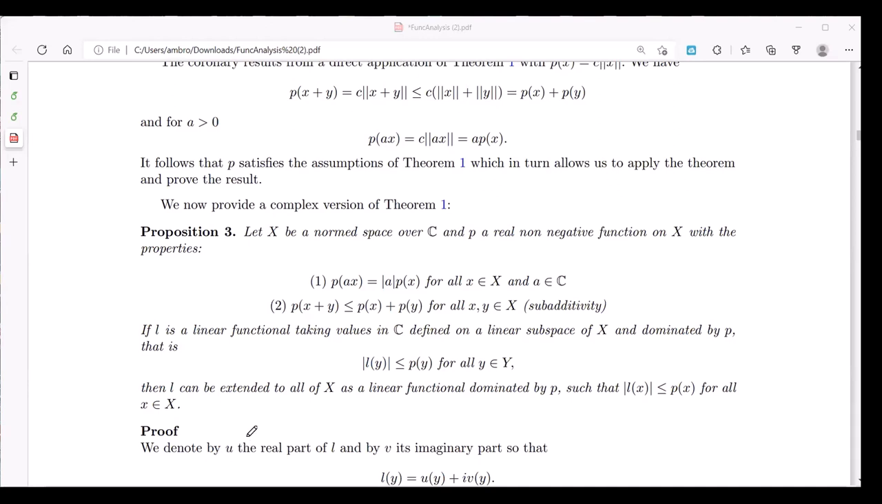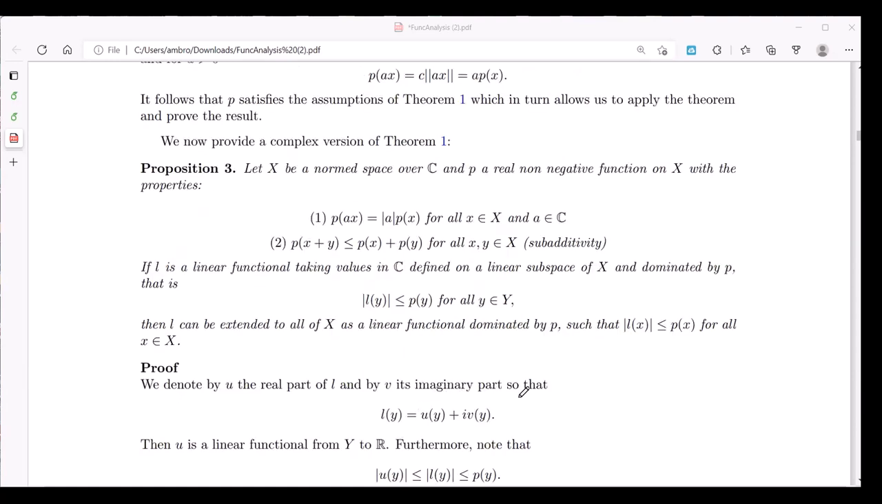So we are going to prove proposition three. To do that, first, we define U as the real part of L. So L takes values in C, the set of the complex numbers. And so you define U as the real part of L, and you call V its imaginary part. So now you have L of y equals U of y plus i, where i is the complex number, times V of y. Because L is linear, you know that U equals L plus L bar divided by two. So you can prove that U is a linear function too, but it's defined on Y.